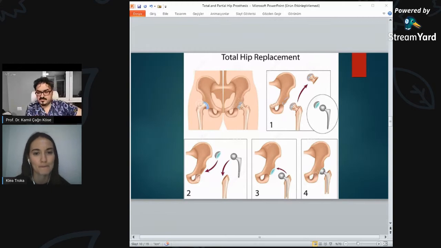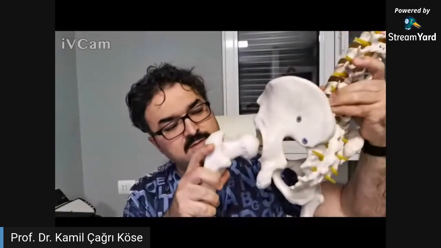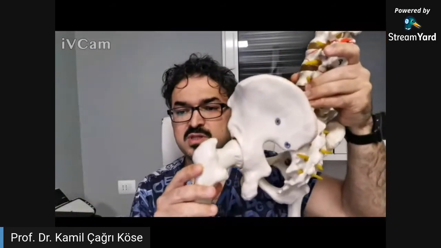Okay. Before commenting on the picture, I want to show you something. Let's do it like this. This is a normal hip joint.